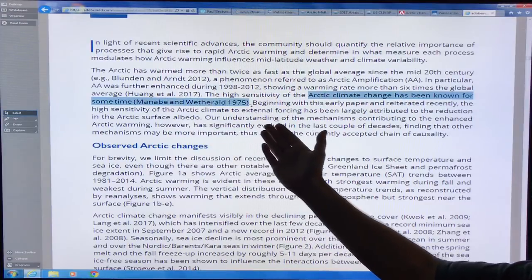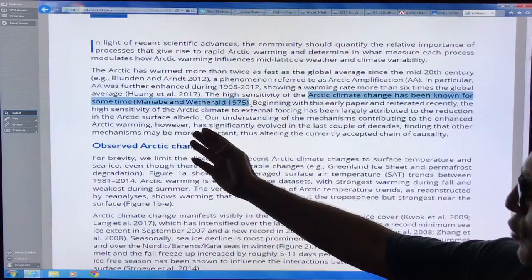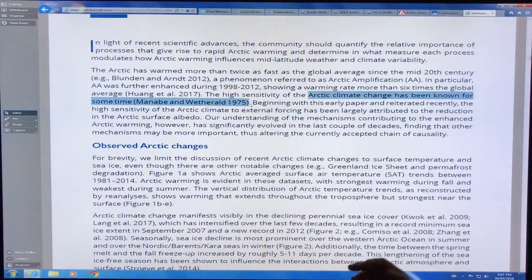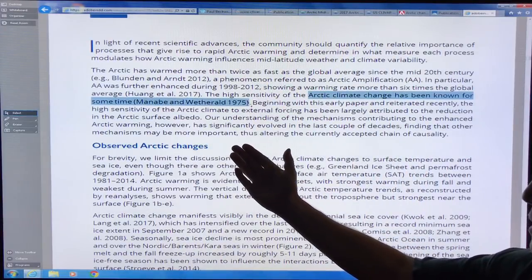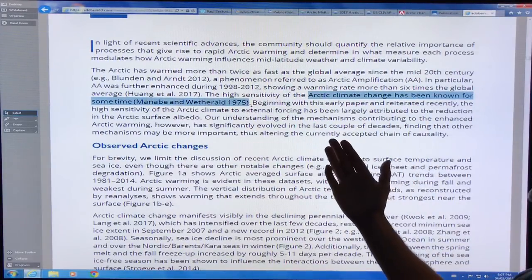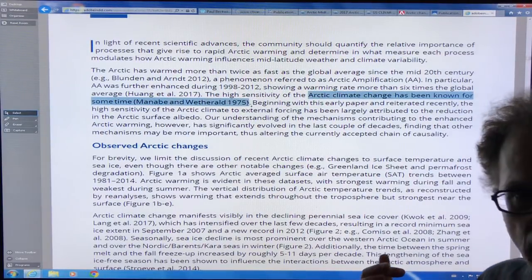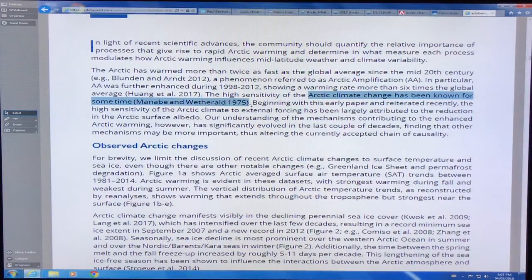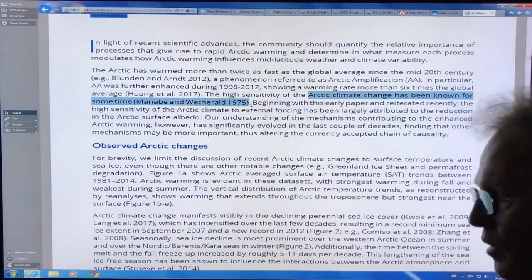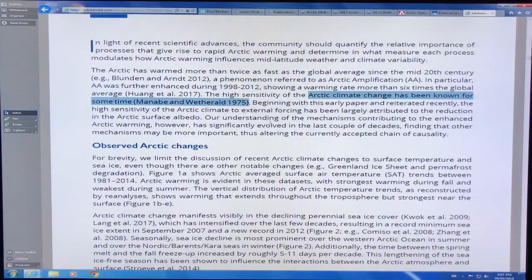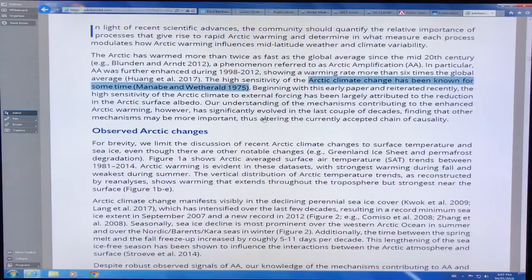This is kind of important. The high sensitivity of the Arctic climate to external forcing has been largely attributed to reduction of Arctic surface albedo. But we've evolved our understanding in the last couple of decades. There are other mechanisms that may be more important, thus altering the currently accepted chain of causality. The other mechanisms are things like heat transport up into the Arctic, because the jet streams are wavy. But the root cause is that the Arctic is getting darker. That's the root cause. So I think this should be reworded.